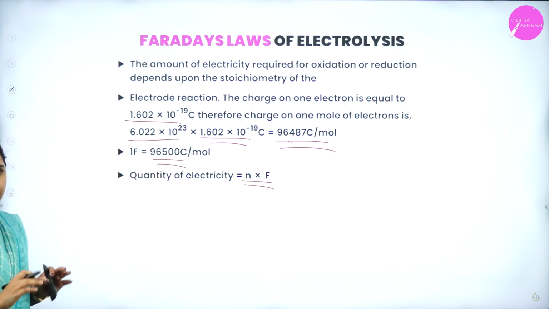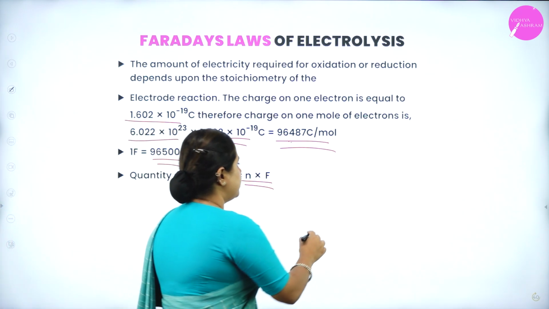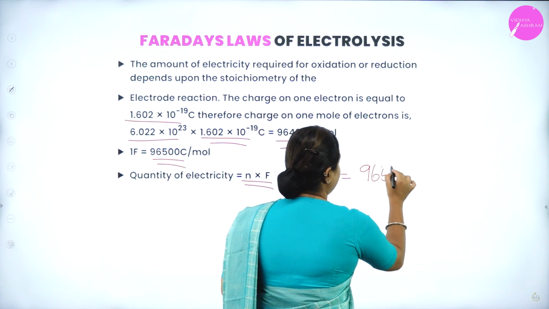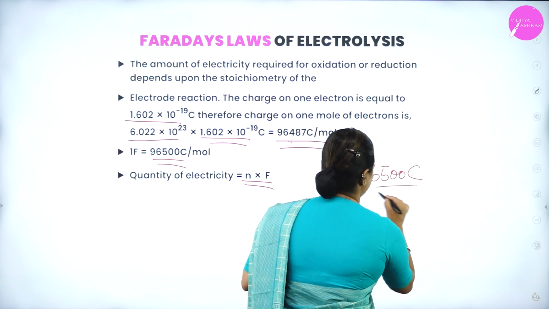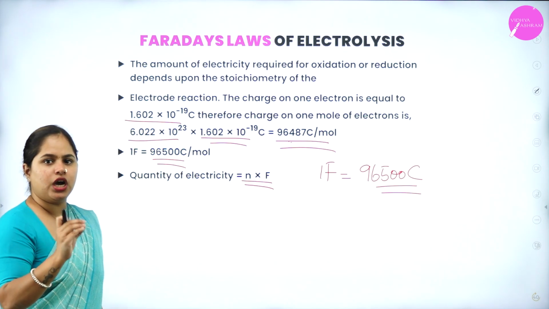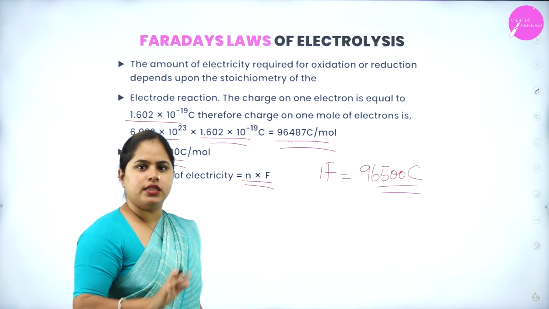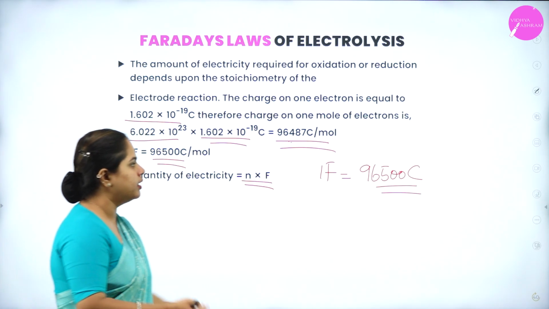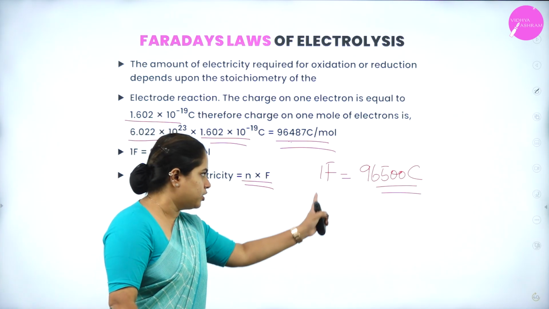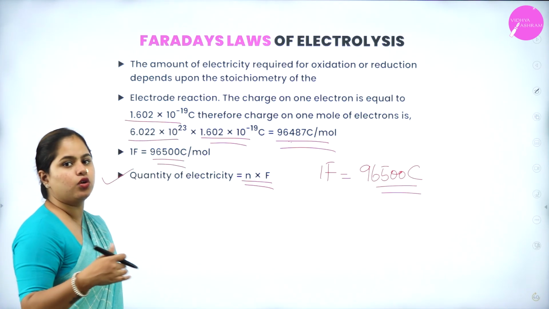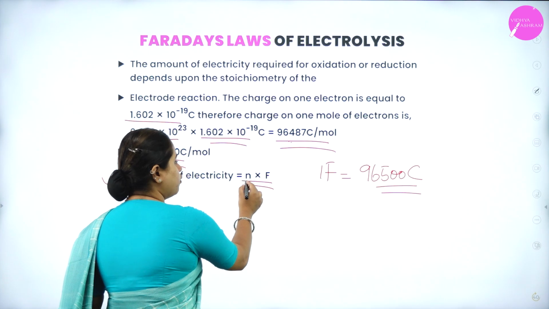Now, what does this mean? I have already mentioned that the value of Faraday's constant, that is 1 farad, is equal to 96,500 coulomb. Now, from where is this 96,500 coming? That is the charge of one electron times the Avogadro number. That is, 1 mole of electrons, how much charge it is carrying, that is 96,500 coulomb. So, that is your 1 farad. Now, what does this mean? The quantity of electricity is equal to N into F. N is the number of moles involved.